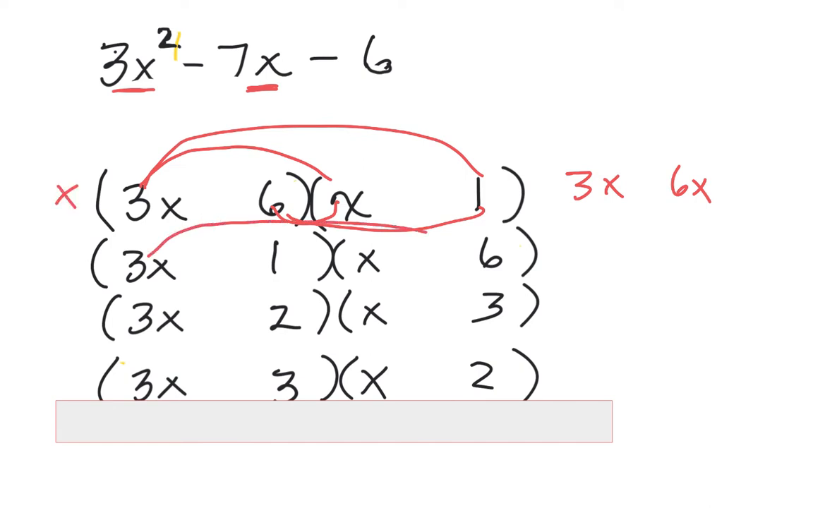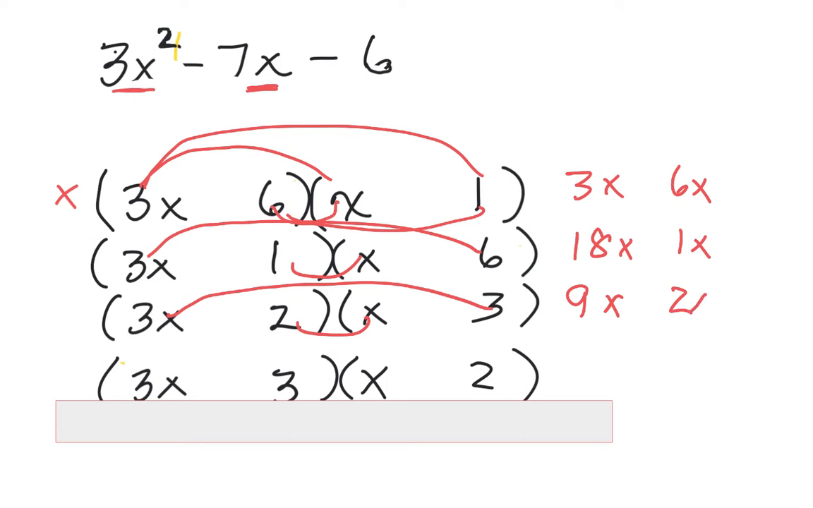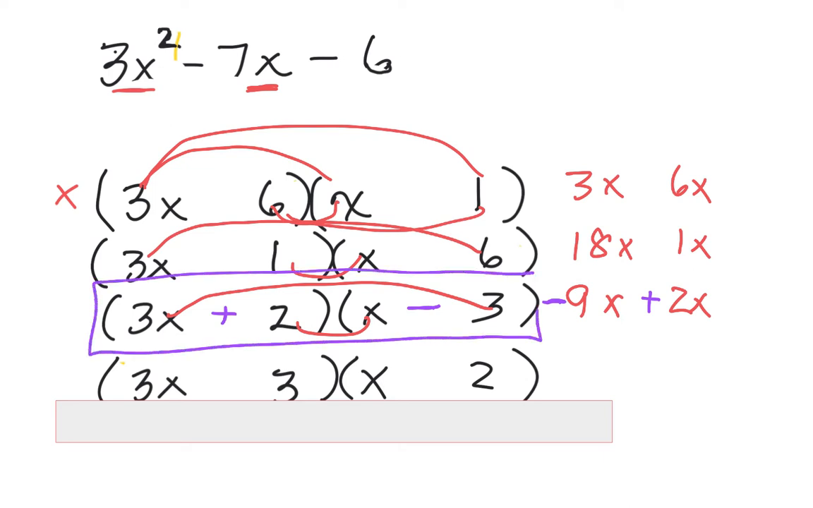This would give me, checking the outside, 18x, and the inside, 1x. Again, I'm not going to get to that 7, right? This one would give me 9x and 2x, and that's where I'm going to get my 7 from. I need to get my signs right. I should have a negative 9x and a positive 2x to get to minus 7x. So I'm going to put a minus there and a plus there, and there is my answer. So through some guess and check work, we can get there.